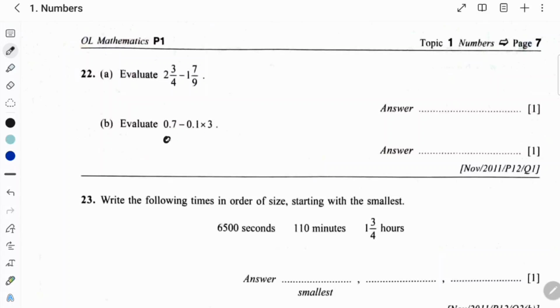Look at the part B of question 22. We multiply first: 0.7 minus 0.1 into 3. 1 times 3 is 3 and then it is only 1 decimal place. So that is 0.3. 0.7 minus 0.3 is simply 0.4. So 0.4 is the answer in this part.